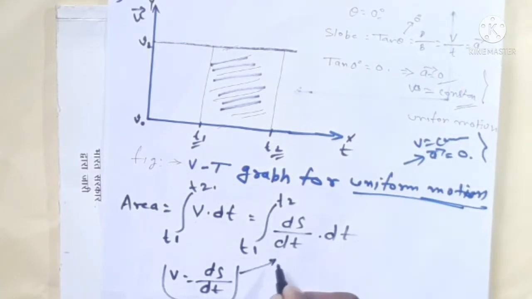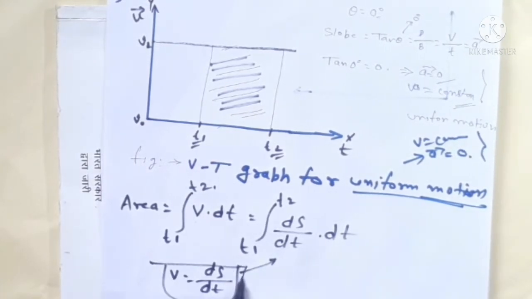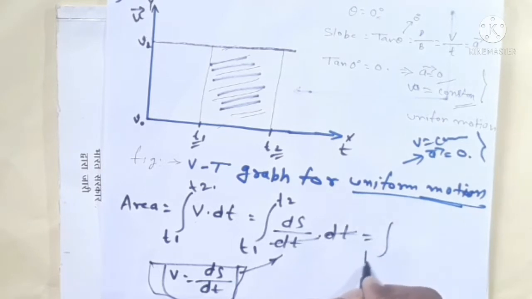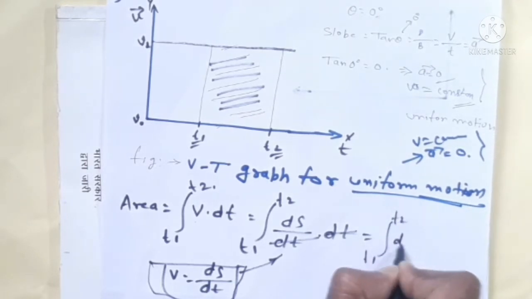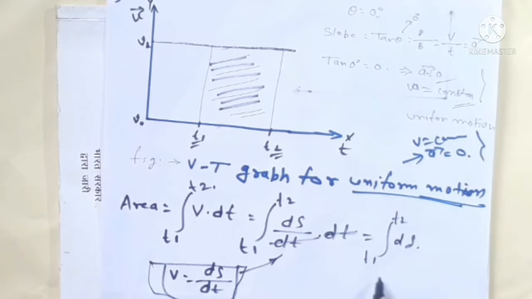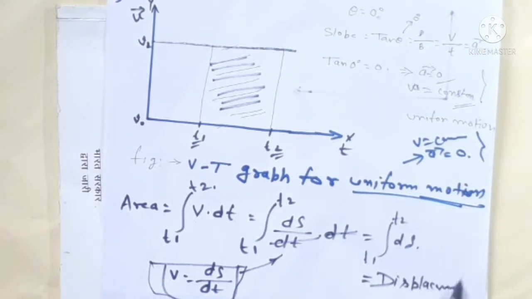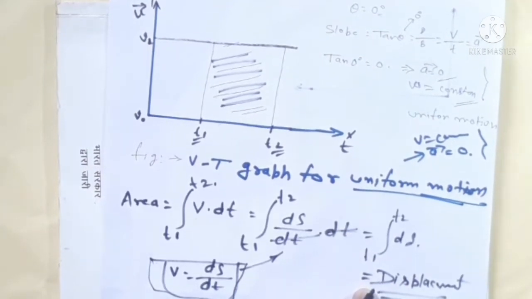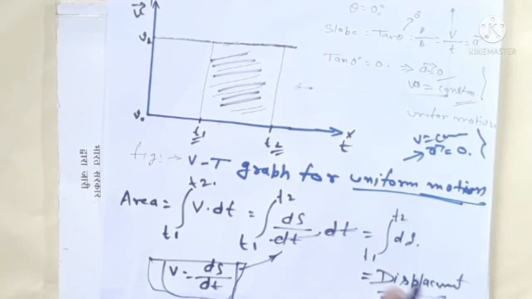This will be put in here. Then the dt will cancel, and what remains is the integration from T1 to T2 of ds. And ds is known as displacement. Here we find displacement. When we find the area under the velocity time graph, we find displacement.